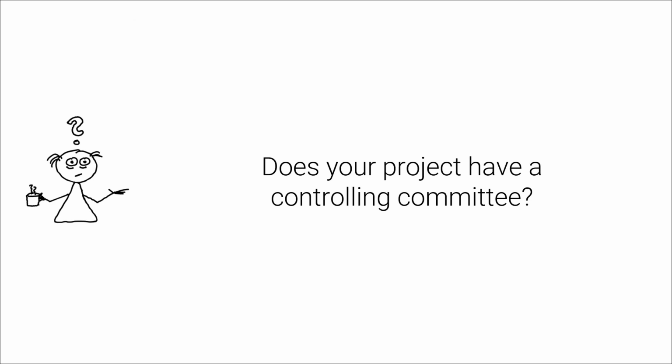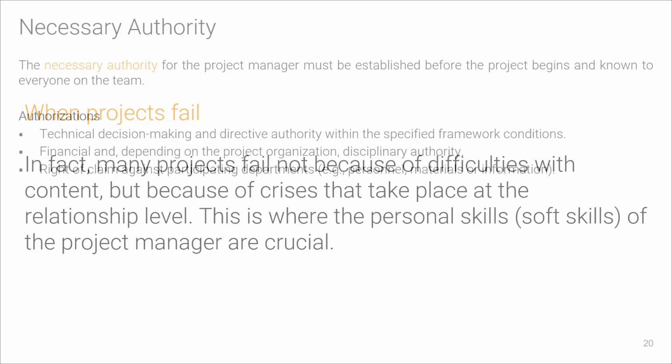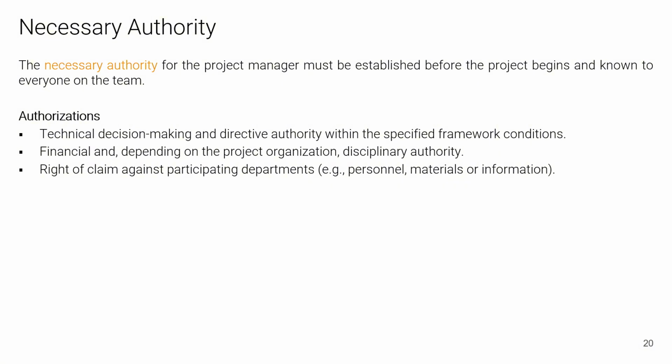Here is an obligatory question. Is there a controlling committee for your project? It is like so often in life. When projects fail, the reasons are usually not to be found in difficulties with content, but rather in crises at the personal relationship level. It is precisely here that the skills of a project manager are required, which can be described as soft skills. This brings us to the topic of authority.